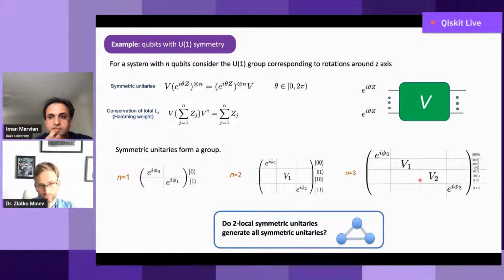So if there are questions now, it's a good time to ask. Yeah, and I guess here you allow yourself any single qubit operations that you can mix in anywhere you want.